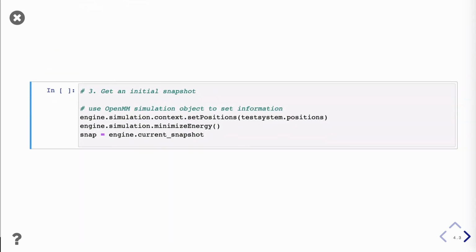We're going to want an initial snapshot that we can then use later on. And to do that, this is mostly OpenMM under the hood. So the OPS engine created an OpenMM simulation object. And then that simulation object can have its position set to what the test system had as its initial positions. From there, we can minimize the energy using OpenMM. And then we extract the current snapshot as an OPS snapshot from the engine by asking for its current snapshot. And that just takes a couple moments.